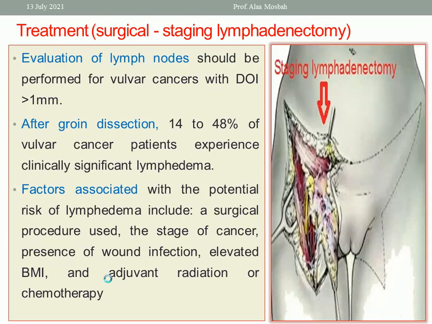What about staging lymphadenectomy? Evaluation of lymph nodes should be performed for vulval cancer with depth of invasion more than 1 millimeter. So remember this: any depth of invasion more than 1 millimeter requires staging lymphadenectomy. After groin dissection, 14 to 48% of vulvar cancer patients experience lymphedema as a complication. Factors associated with risk of lymphedema include surgical procedure used, stage of the cancer, presence of wound infection, increased body mass index, and adjuvant radiation or chemotherapy.